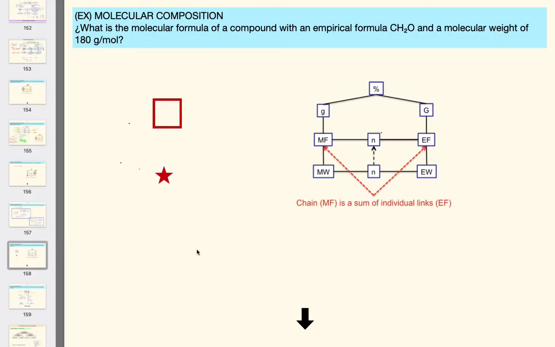Finally, let's work one more. What is the molecular formula of a compound with empirical formula CH2O? Well, this one is very easy to analyze. It gives us empirical formula and it gives us molecular formula. Now, there's no way to get here except for also knowing what? Molecular weight. But if you look back in the question, you'll see it actually gave the molecular weight as well.